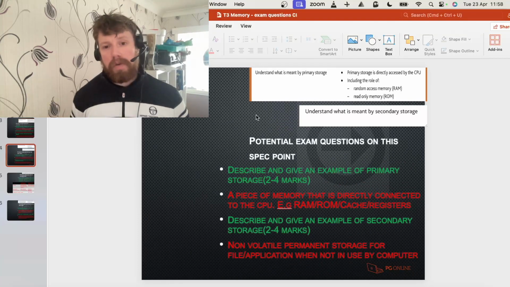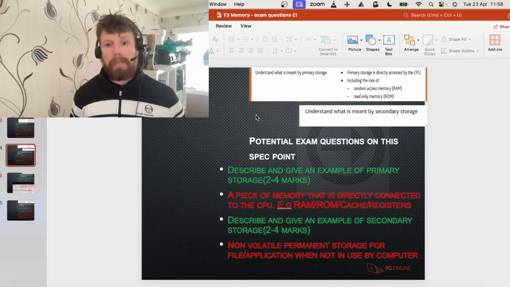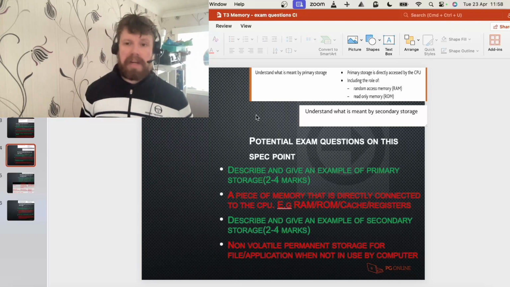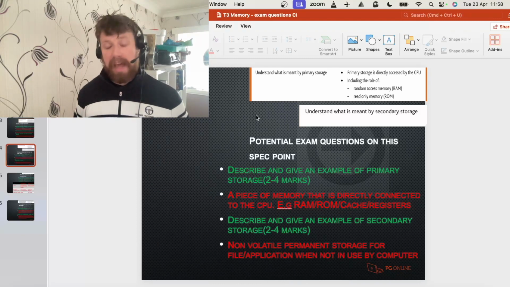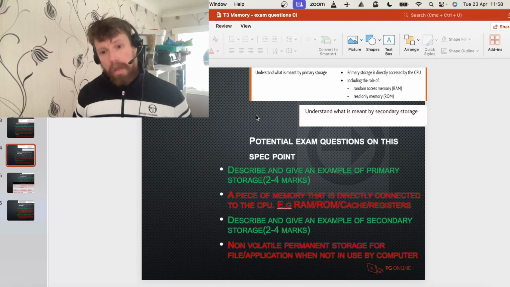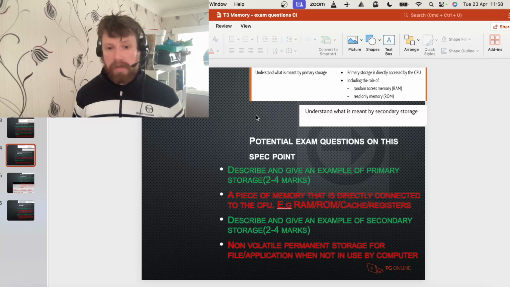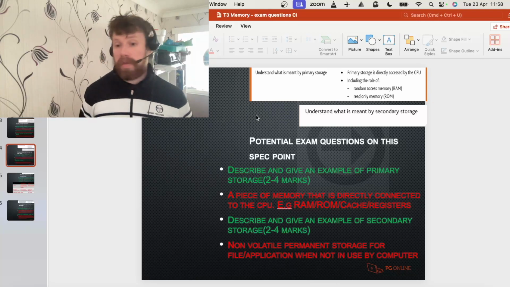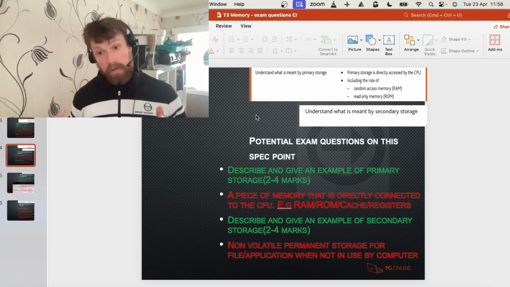The next points we're going to have a quick look at are what primary storage actually is, and then also what secondary storage is. Primary storage is a piece of memory that is directly connected to the CPU. RAM and ROM come under this, but also cache and the registers do. The next point is to describe and give an example of secondary storage. This is non-volatile, permanent storage for files and applications when they're not in use by the computer. The RAM is what holds them when we are using them, just like this PowerPoint.